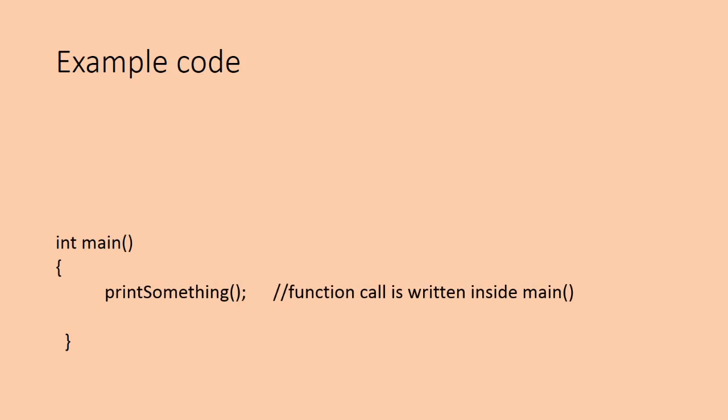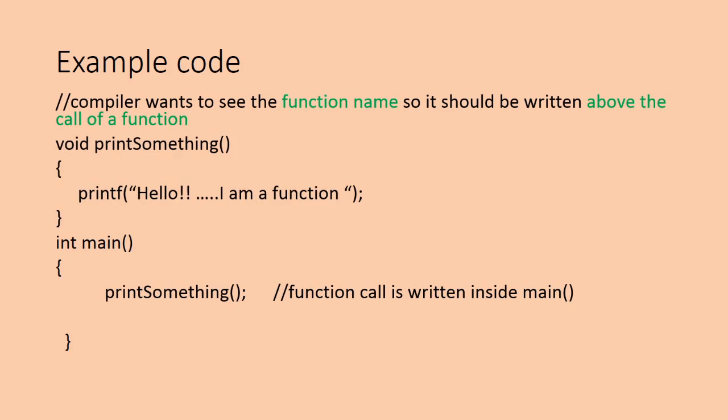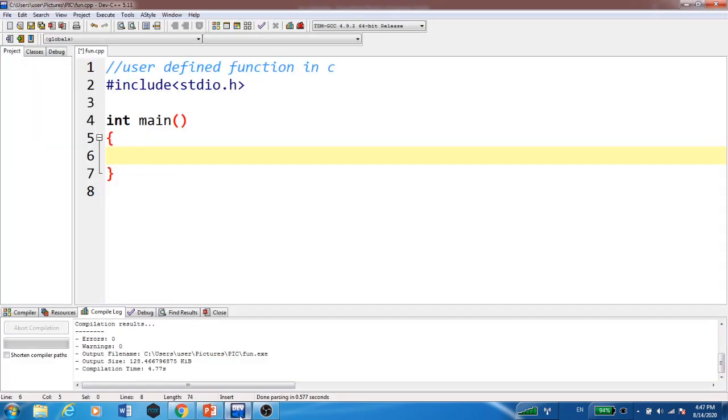Now here you can see one example code. Int function, print something, this is the call of the function. Print something is the function name, right? And round brackets and then semicolon. Now the compiler wants to see the function name first, so it should be written above the call of the function. As you can see here, the definition of the print something function is written above the call of the function. Now we will see some example programs on user-defined functions.